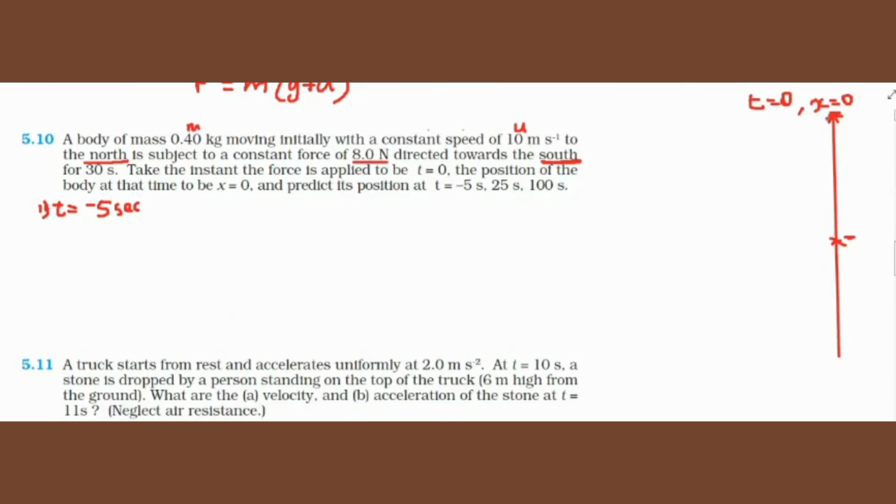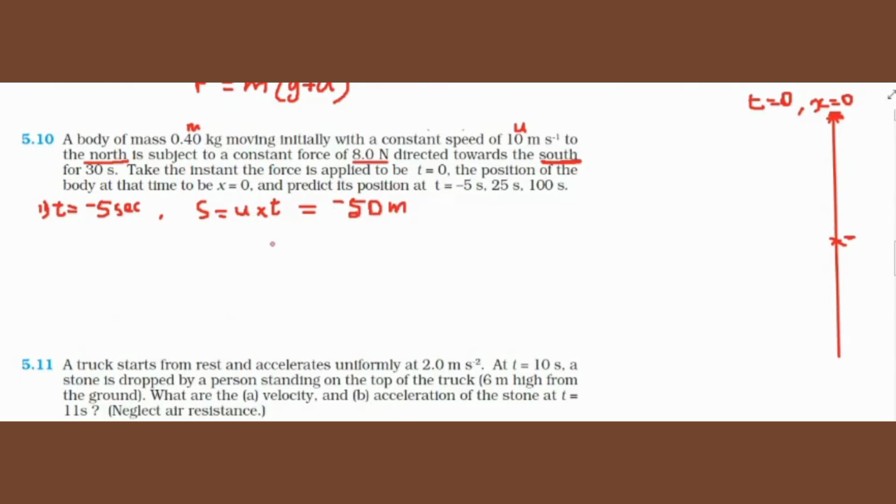And this is the origin. This point is the origin. So towards downward, the values are negative. Before reaching x equal to 0, there is no force acting on the object. As there is no force, then displacement you can calculate very easily. S is equal to velocity into time, because acceleration is zero, so you will get minus 50 meter.